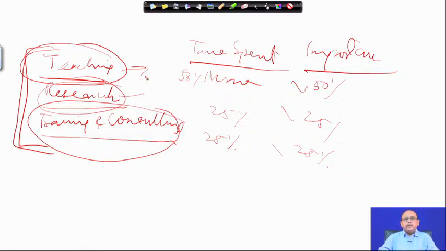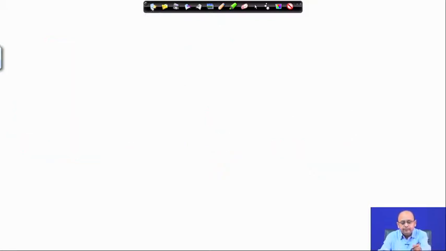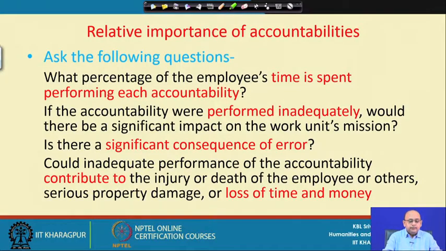So, what I am trying to tell you here is that when you are going to identify the relative importance of this, you need to look at how much of your time you are going to spend on each accountability area, and how each of these accountability areas is contributing to your job performance. Whether it is having a significant impact or not, that is one thing, and what is the difference if there is any error or not.